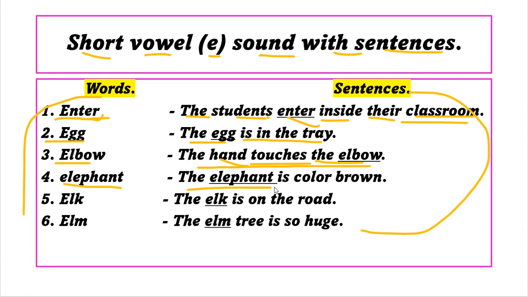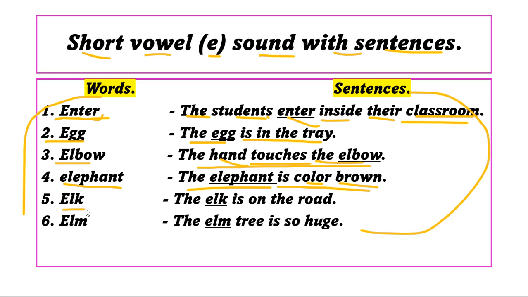Okay, next, number 4, elephant. So the elephant is color brown. So elephant, it's color brown. I don't think there is a white elephant, but okay. If there is, you can tell me. So this is a color, the brown. According to the picture, I make a sentence on the picture in our previous lesson.